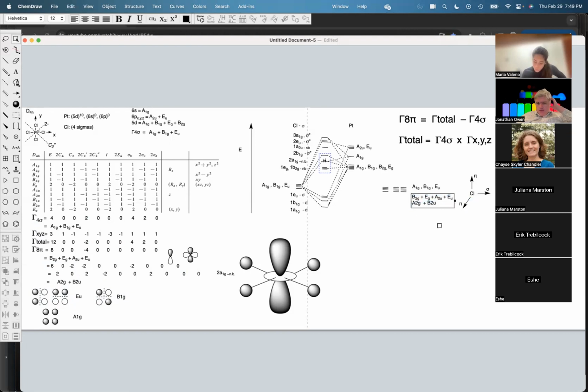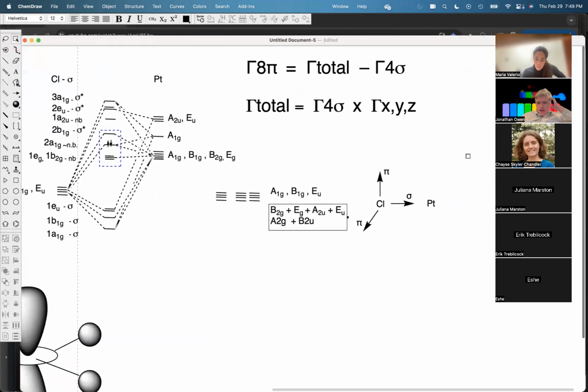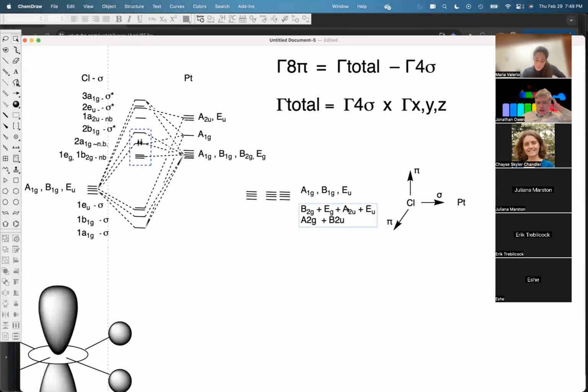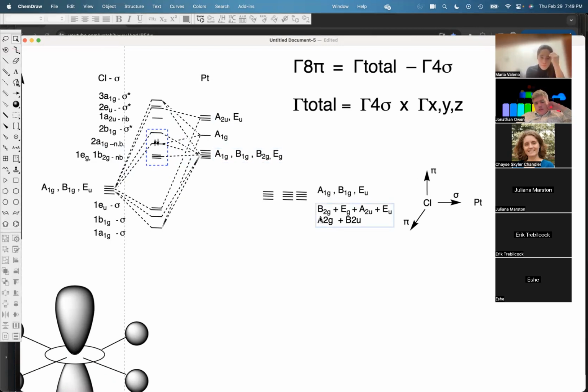Now, we got the first set by asking for orbitals on the metal where these guys overlap, right? This B2G, EG, A2U, and EU, they're all here. A2U, EU, B2G, and EG. So the other ones, the A2G and B2U that we just did, those guys are definitely non-bonding. They don't have a partner.